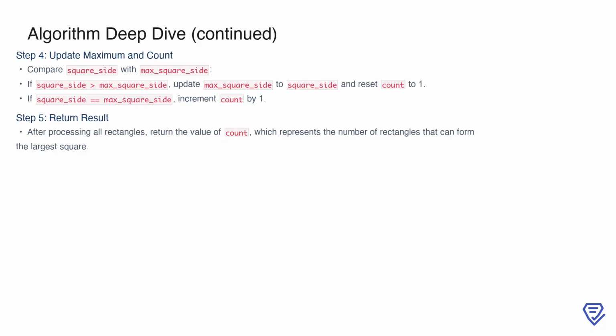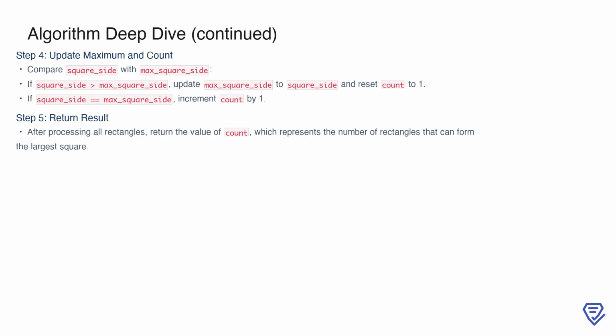If the square side is equal to max_square_side, we increment count by 1, as this rectangle also contributes to forming squares of the current largest size. After processing all rectangles, we simply return the value of count, which represents the number of rectangles that can form the largest square. This straightforward approach ensures that we efficiently identify the largest square size and count the rectangles that can achieve it.